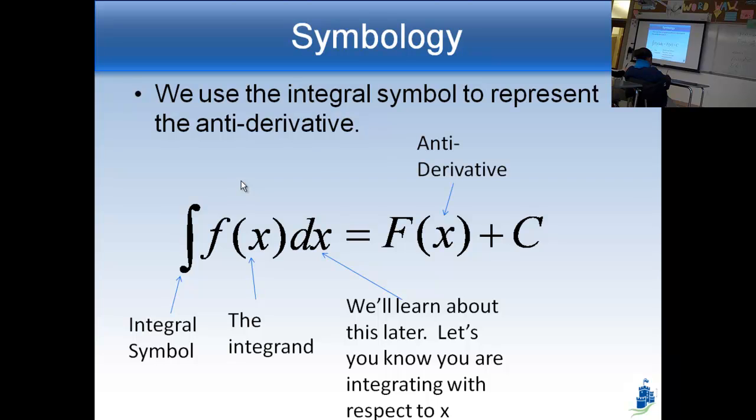Do you need paper? Yeah. You're out of paper in your notebook? Yeah. Okay. So label all this junk. Label all this junk.